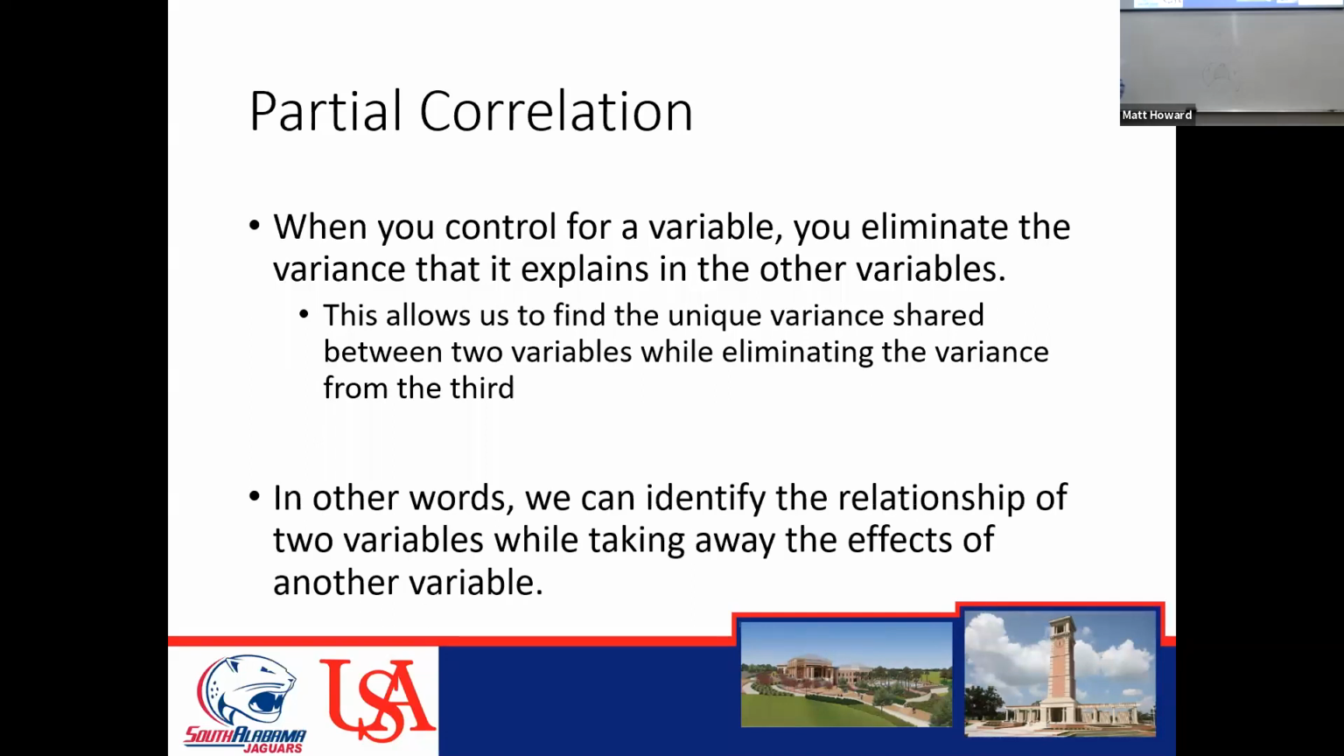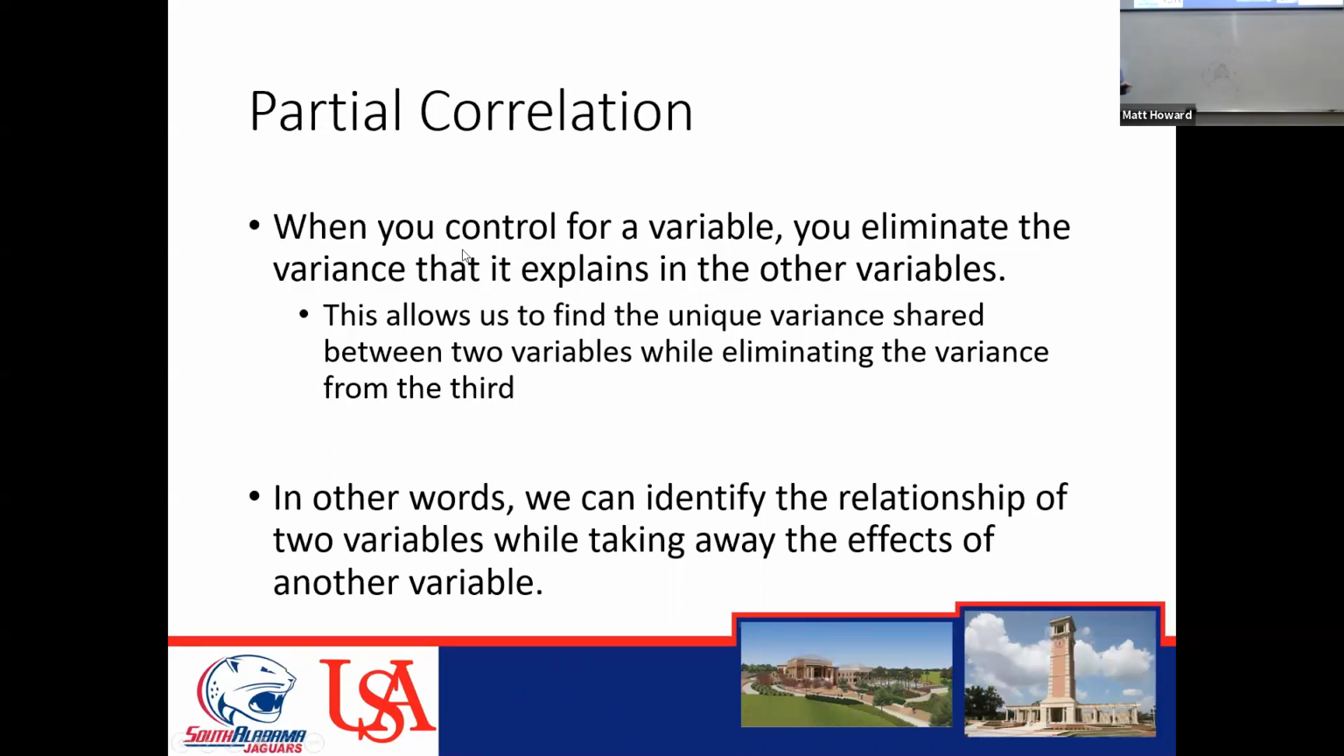So in other words, it can allow us to identify the relationship between two variables while taking away the effects of another variable. So it can allow us to look at the relationship between x and y, which is their overlap if we're thinking about it as a Venn diagram, and then it takes away this variance that's explained by A. That's another way to think of it.